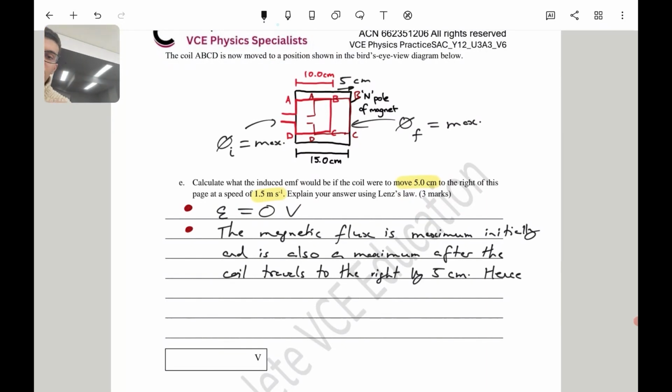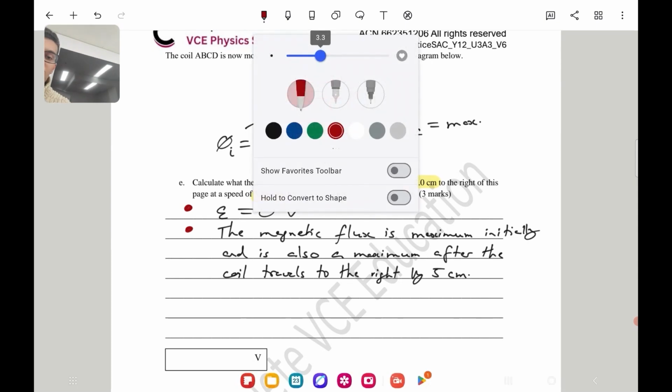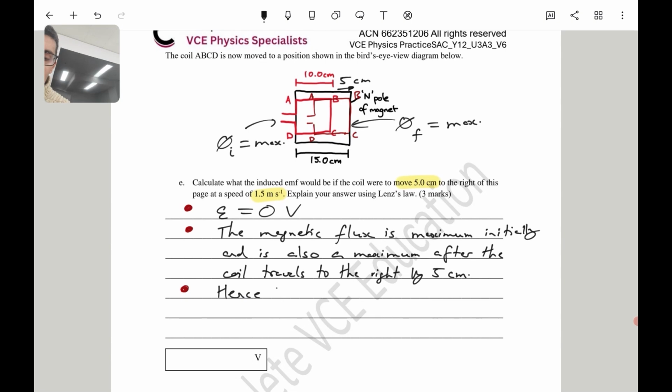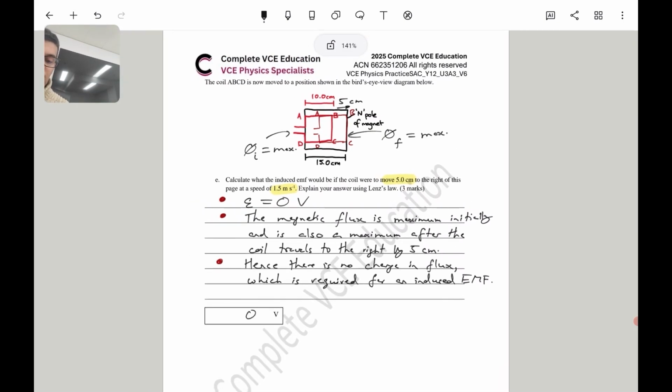Hence, we can make this the third dot point for the third mark. Hence, there is no change in flux, which is required for an induced EMF. So we know, guys, from our Faraday's law and Lenz's law, to have an induced EMF, you must have a change in flux.